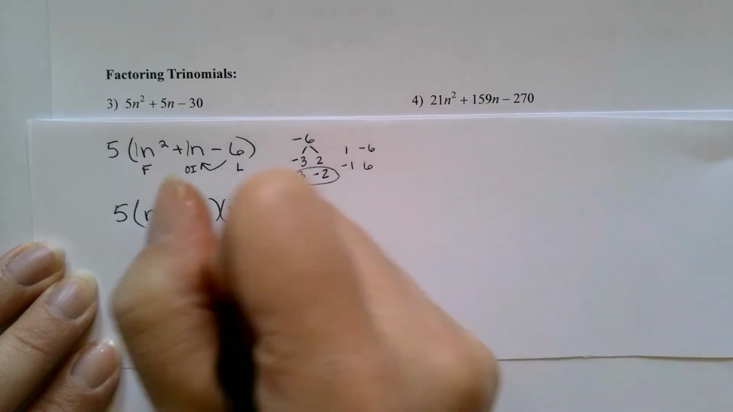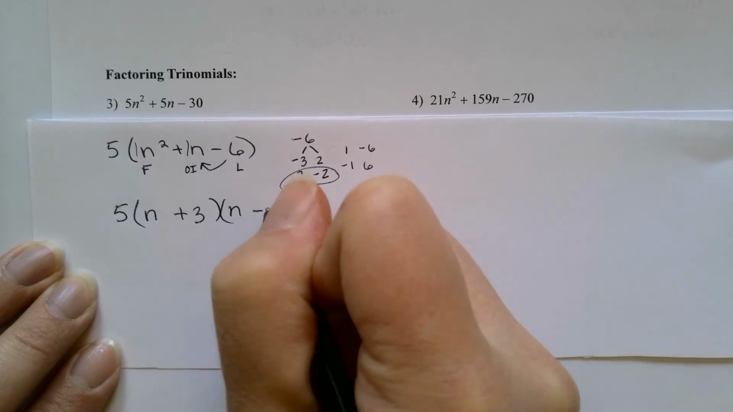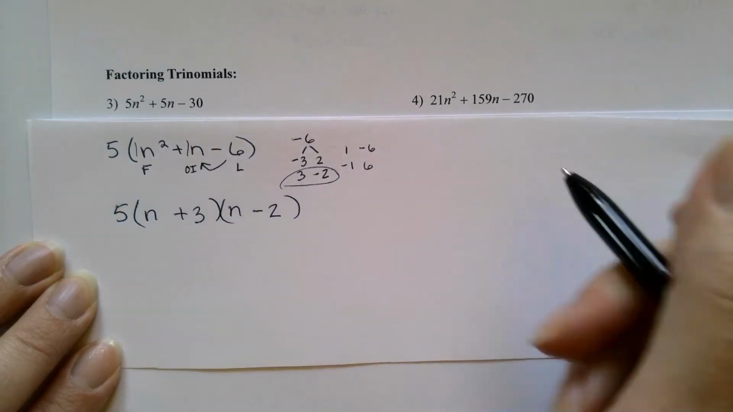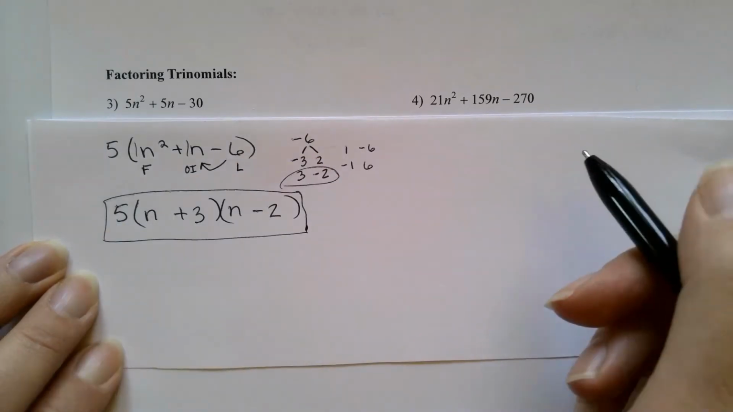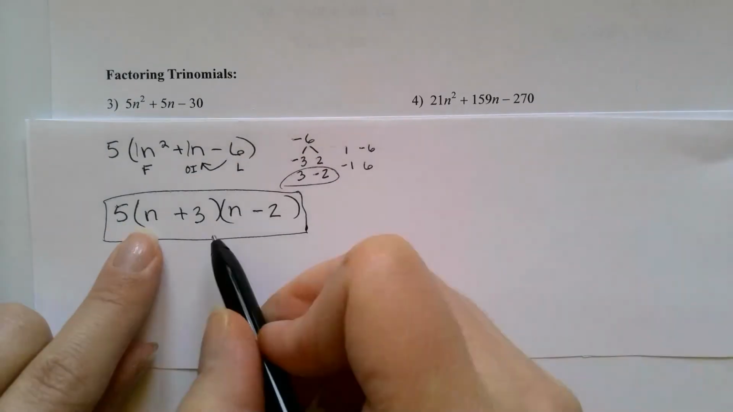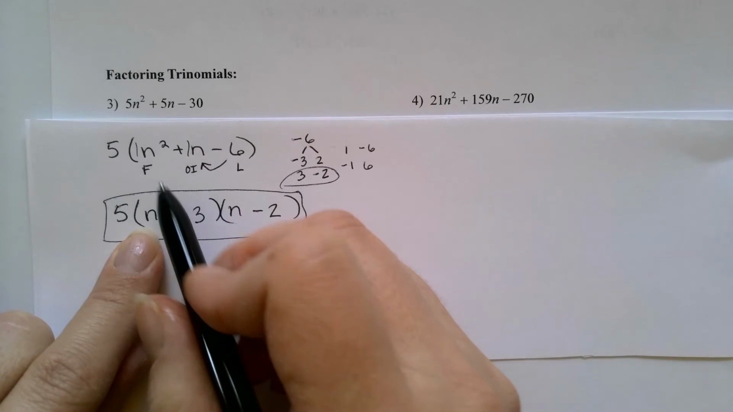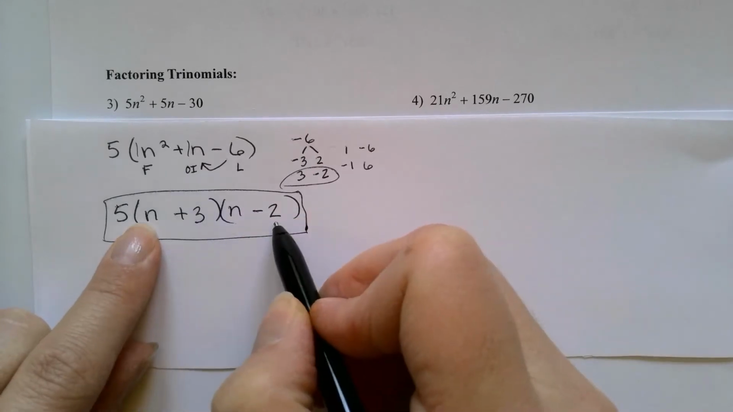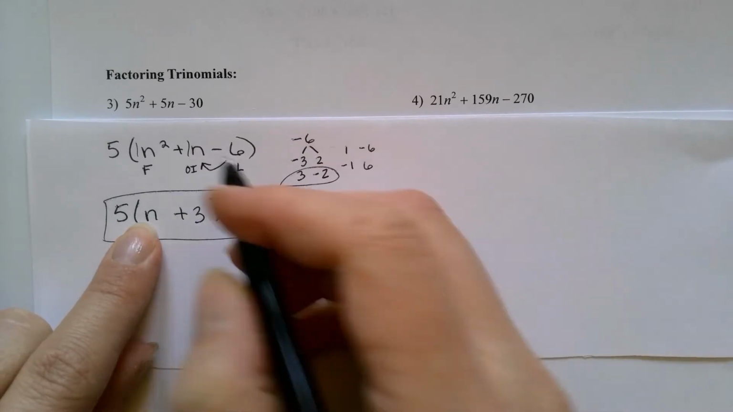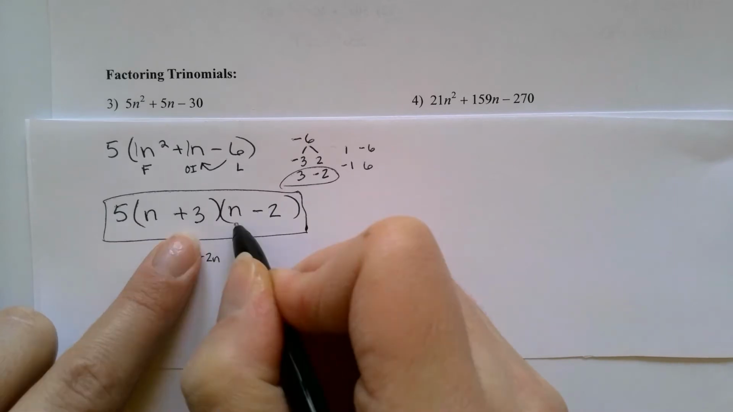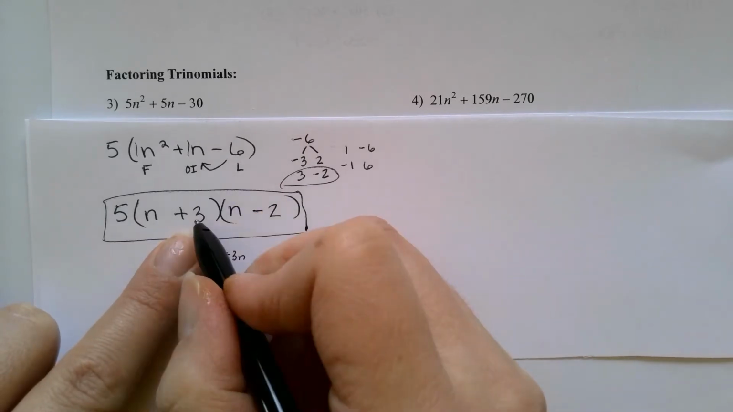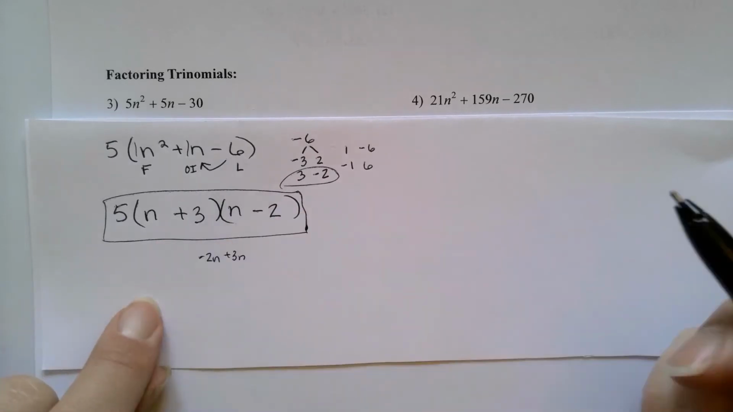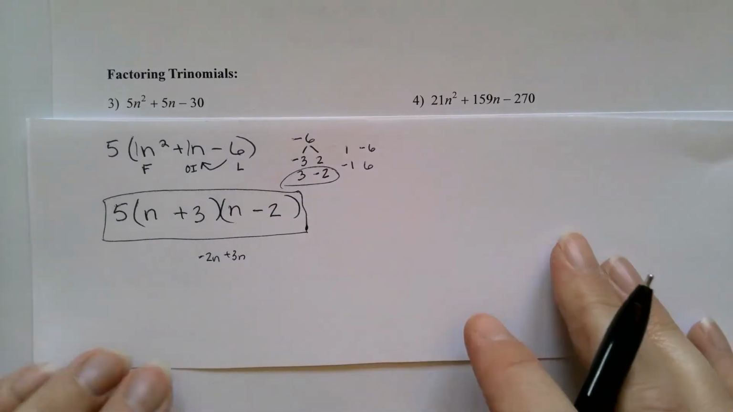So I just have to plug it in, plus 3 minus 2. Now how do I check this? That's my answer. I'm done. But I want to double check, and this is important later when we have to do trial and error. The n times n is n squared. The outside gives me a negative 2n. The inside gives me a positive 3n, and there's my 1n. And last, 3n times negative 2 is negative 6. So it's always good to do a double check.